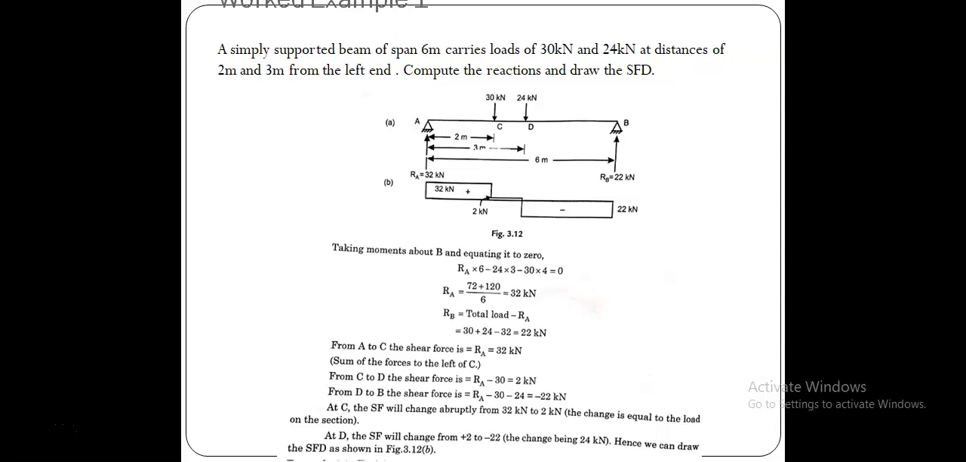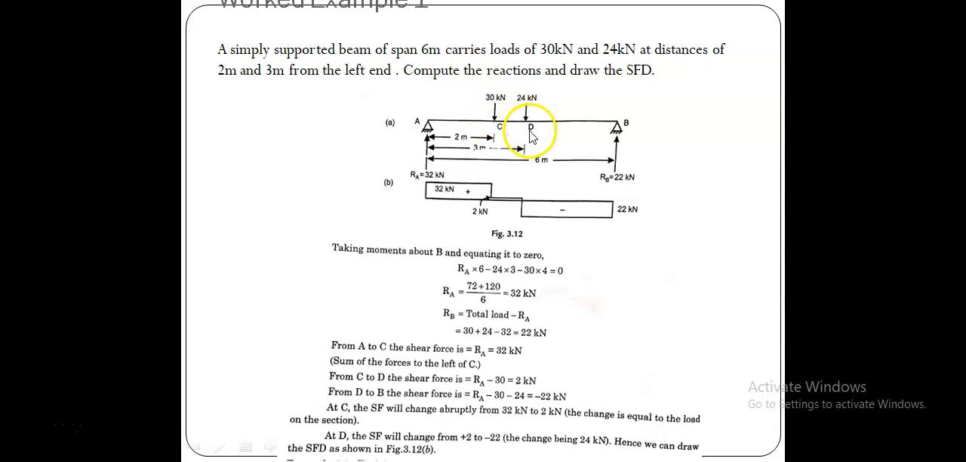But here we are writing the equilibrium equation in order to find the reactive forces, because there are two unknowns, RA and RB. To solve these two unknowns, we need two equilibrium equations. Here we use one equilibrium equation, sigma M at point B equal to 0. So I write RA into 6 minus 24 into 3 minus 30 into 4 is equal to 0. We can also write the equilibrium equation at any point, sigma M at this point equal to 0.